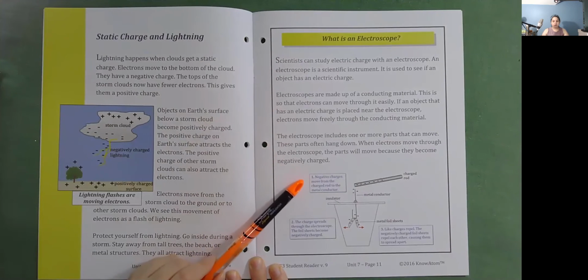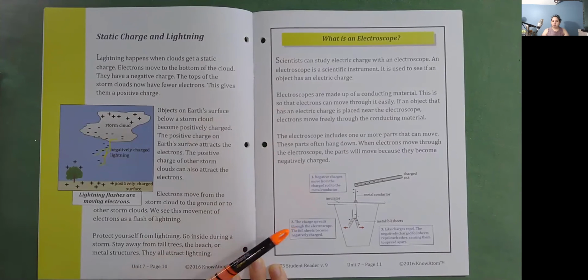Negative charges move from the charged rod to the metal conductor. The charge spreads through the electroscope. The foil sheets become negatively charged. Like charges repel. The negatively charged foil sheets repel each other, causing them to spread apart.